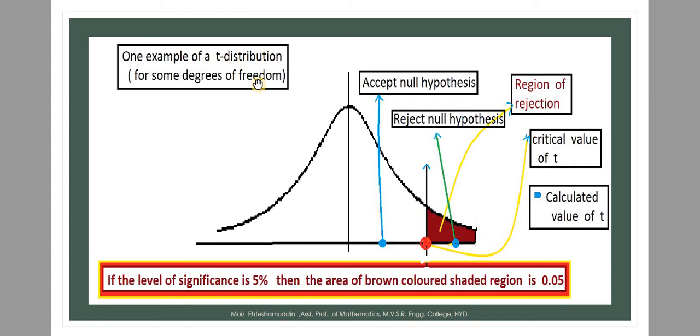When the test changes, this graph changes, but the concept of rejection or acceptance of the null hypothesis is almost the same. Only the change will be in the graph. That we'll discuss in the next test.